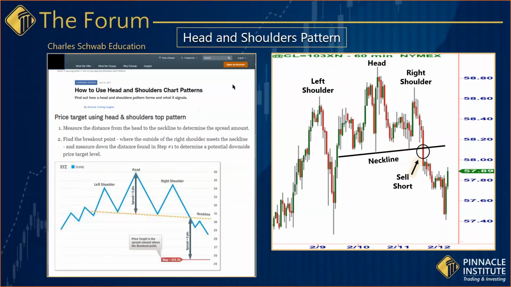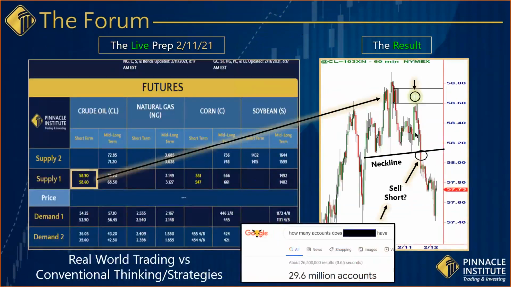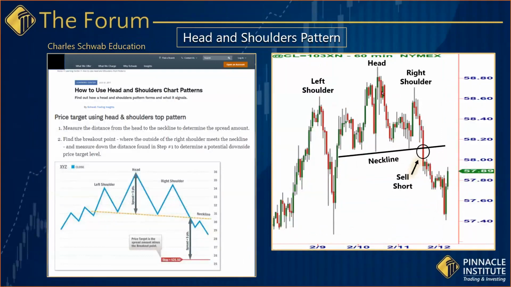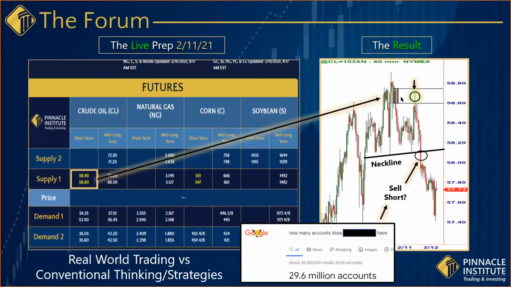Now if you look at this example right here in our program, this is the same example. We actually had this one, only there was a supply zone. See this supply zone right here? We had a supply zone up here in our program. We give our members supply and demand zones every day in a ton of markets: stocks, futures, forex, bonds. Price rallies up to the supply zone. We sell short with a protected buy stop just above the level.